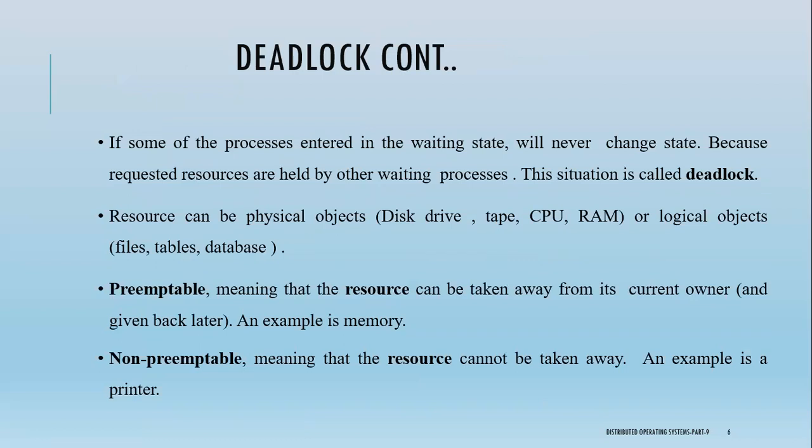If some processes enter the waiting state and will never change the state because the requested resources are held by other waiting processes, this situation is called deadlock. Resources can be physical objects, such as disk drive, tape, central processing unit, RAM, or logical objects. Preemptible means that the resource can be taken away from its current owner. An example is memory. Non-preemptible means that the resource cannot be taken away. An example is a printer.